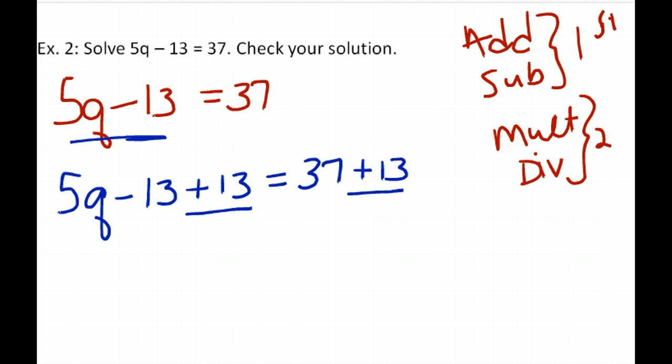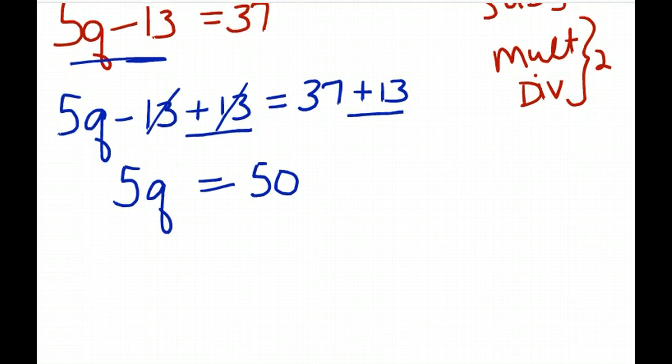Now minus 13 plus 13 cancels out. We've got to do the adding and subtracting first. So that leaves 5q. 37 plus 13 is 50. Now, we look at the side that has a variable. It's being multiplied by 5. So we're going to multiply by the reciprocal of 5.